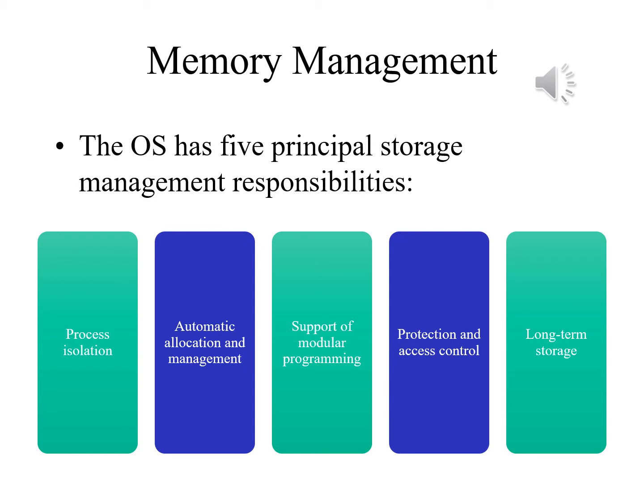Process isolation. The operating system must prevent independent processes from interfering with each other's memory, both data and instructions. Automatic allocation and management. Programs can be dynamically allocated across the memory hierarchy as required. Allocation should be transparent to the programmer. Thus, the programmer is relieved of concerns relating to memory limitations, and the operating system can achieve efficiency by assigning memory to jobs only as needed.